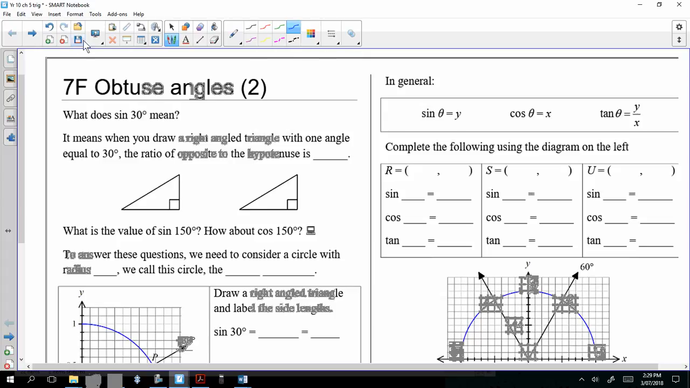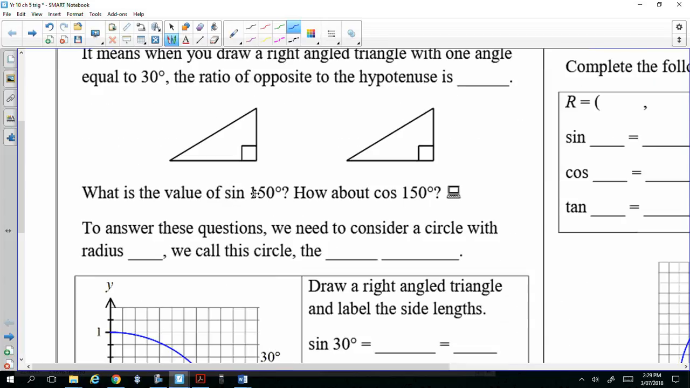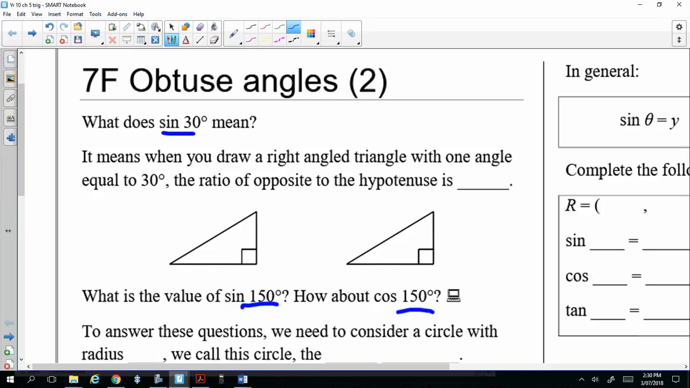Obtuse angle. Okay, what is an obtuse angle? We're going to learn how to calculate sine of 150 and cos of 150 today. Now, how do I calculate this? We have to understand what sine 30 degrees means.